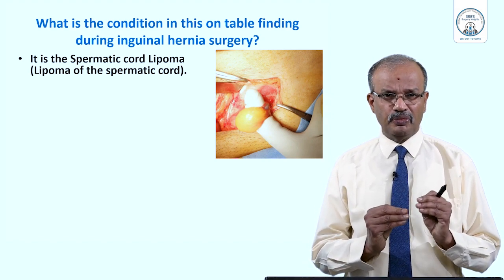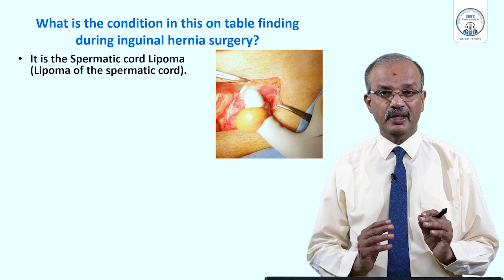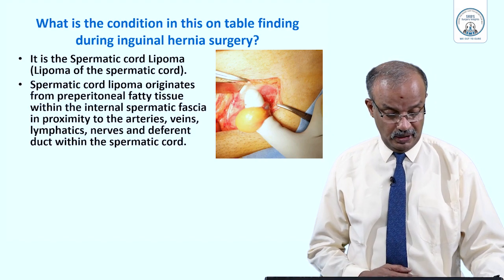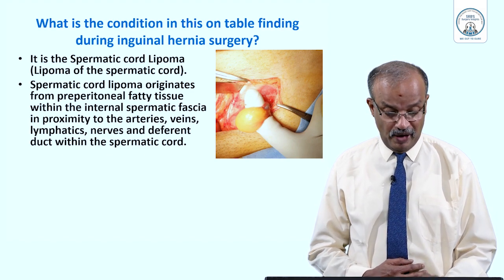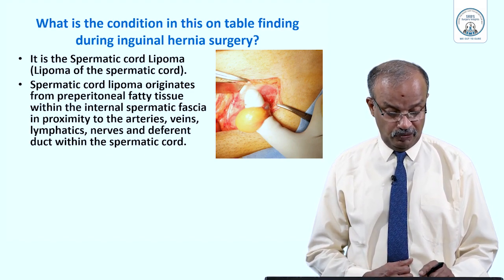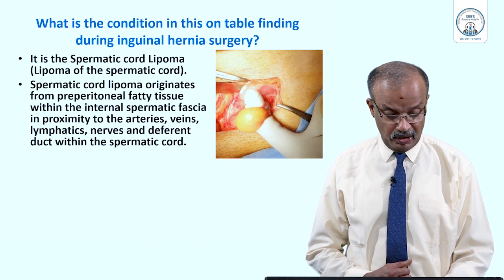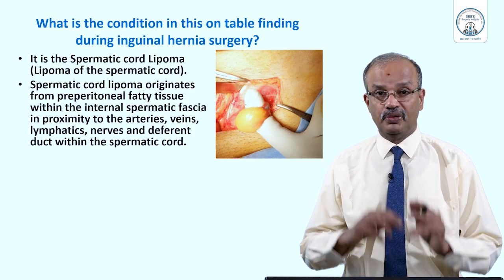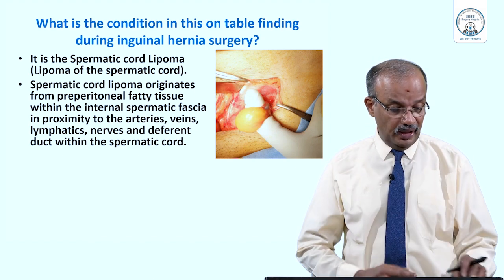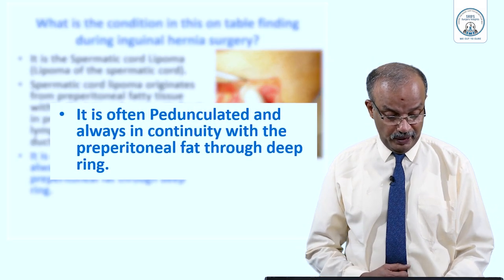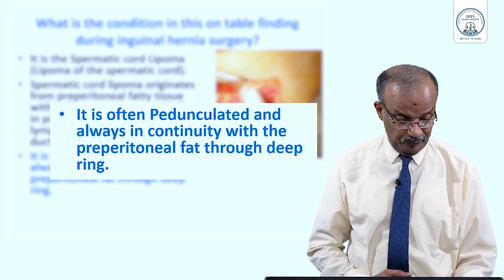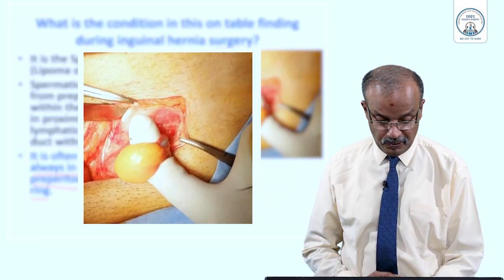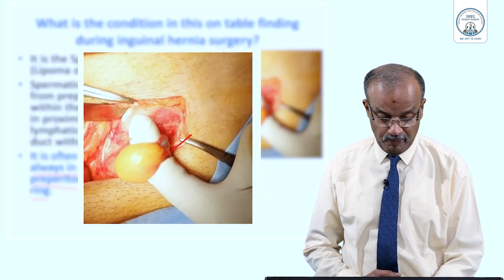Now we will go through a few descriptions of this condition, then you will have the idea what exactly it meant, how it differs from the traditional true lipoma. So it originates from prepubertal fatty tissue within the internal spermatic fascia. That point is important, in proximity to the arteries, veins and lymphatics, nerves and different ducts within the spermatic cord. So it occurs within the spermatic cord, and actually what is it? It is often pedunculated and always in continuity with the prepubertal fat through the deep ring.